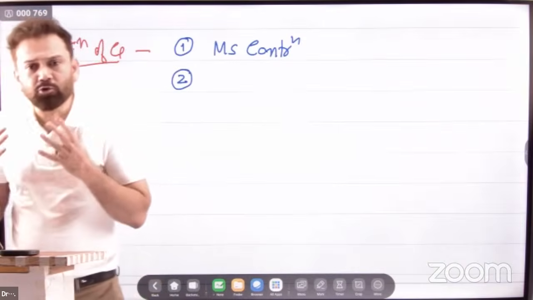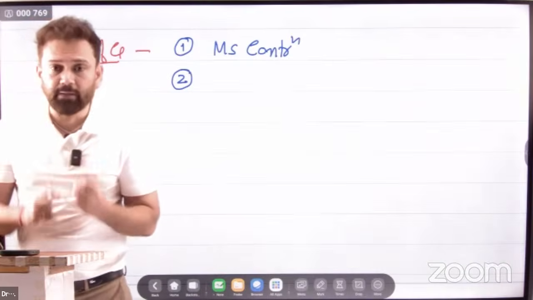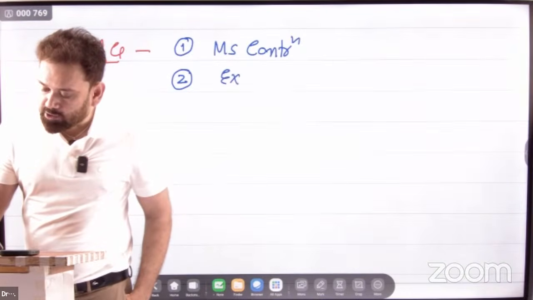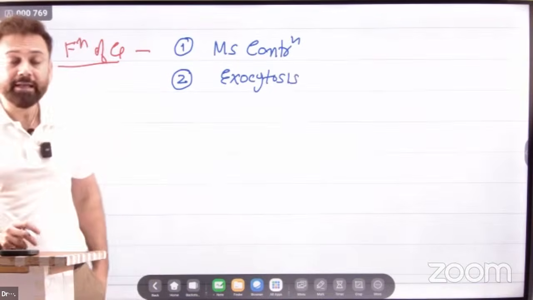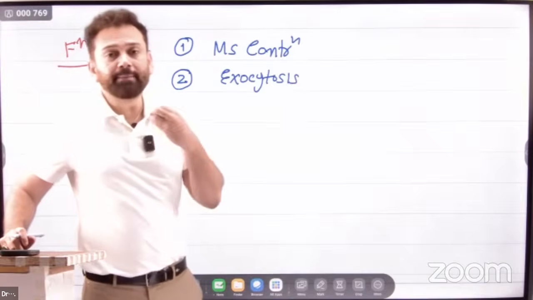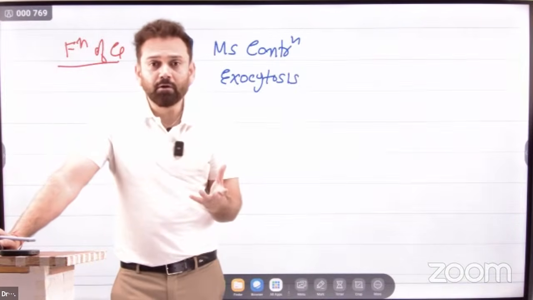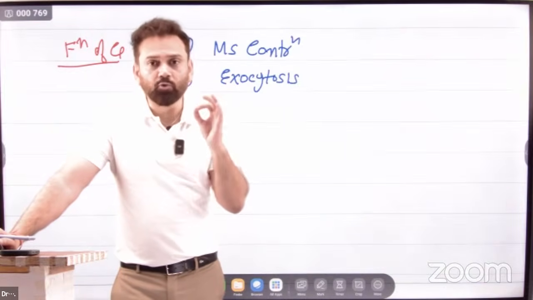Number two, जहां पर भी एक्सोसाइटोसिस होता है, it can be insulin, it can be neurotransmitter, it can be acetylcholine, whatever, you need calcium. So exocytosis of neurotransmitter, of hormone in the beta cell. Beta cell में इंसुलिन को निकलना होता है, क्या चाहिए? कैल्शियम.